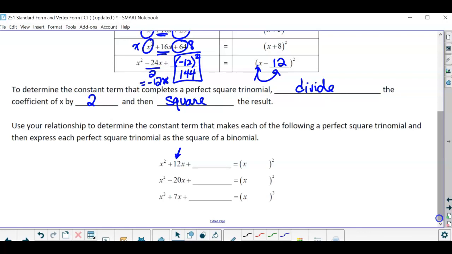So take half of 12 is 6, squared is 36. Half of negative 20 is negative 10, squared is 100. Half of 7 is 7 over 2, squared is 49 over 4. Leave it in fraction form. So then this would be plus 6. This would be minus 10, whatever sign is in front of the x term is the sign in the brackets. And then this would be plus 7 over 2. Okay, so you can always get it from half of the coefficient of x or the root of the constant terms.